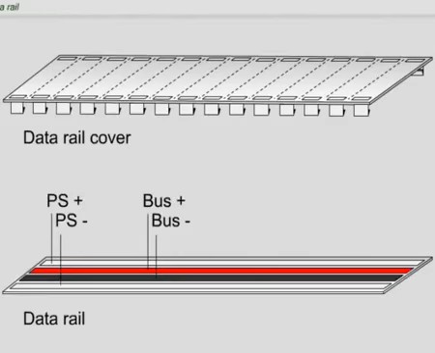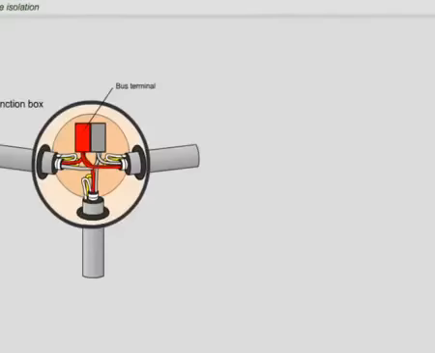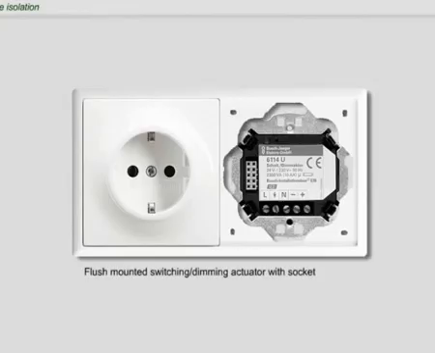To protect the data rail from pollution or accidental contact with other circuits, it is covered by a data rail cover. The branching of bus cables and mains cables in a common box is not allowed. Such a wiring may only be used in junction boxes with a partition. Bus coupling units require boxes with a depth of 50 mm.